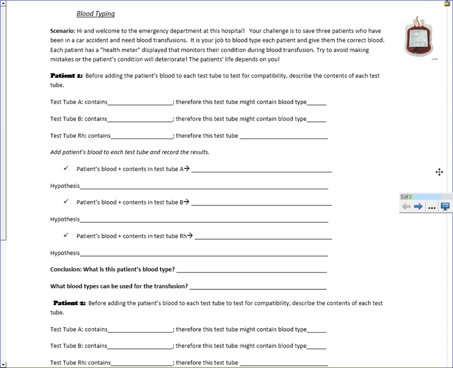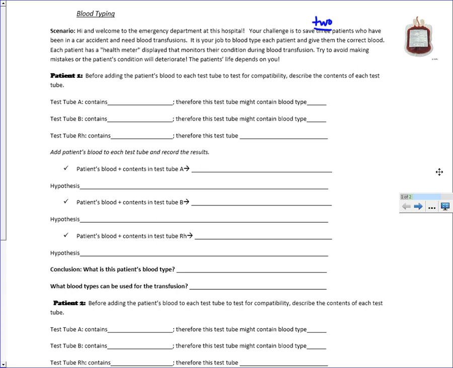So with today's lesson, you are going to be able to really apply and show what you've learned. So your scenario is, welcome to the emergency department at this hospital. Your challenge is to save 3 patients. Actually, cross it off and put 2. We're not going to do 3. So your challenge is to save 2 patients who have been in a car accident and need blood transfusions.